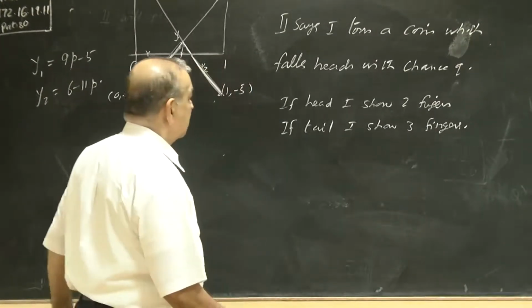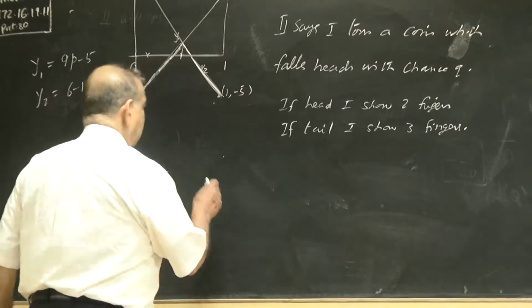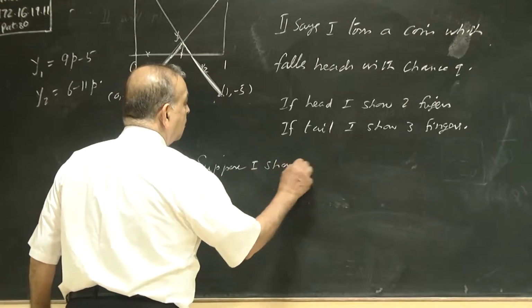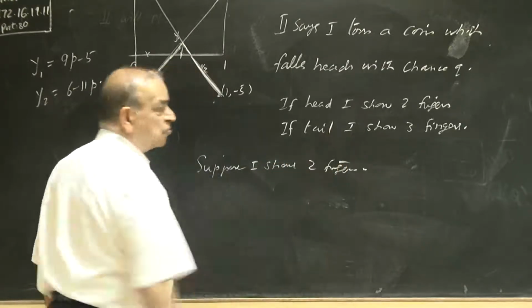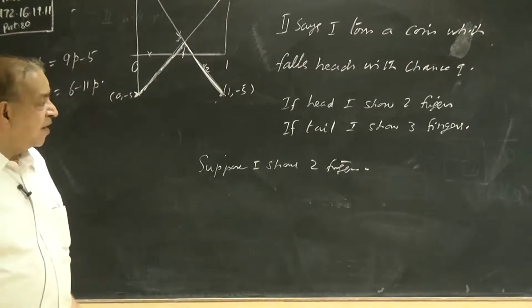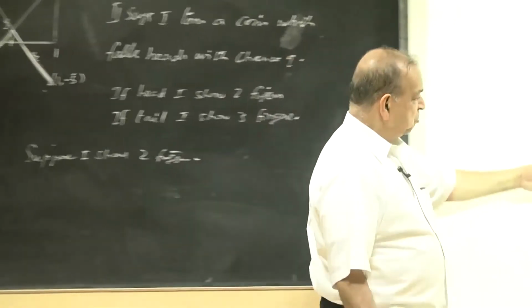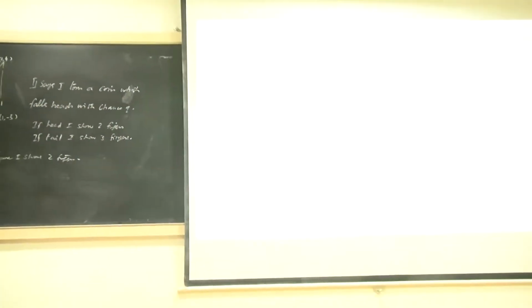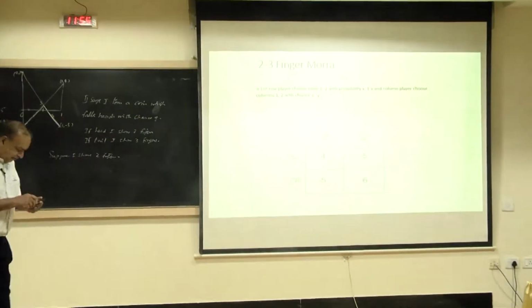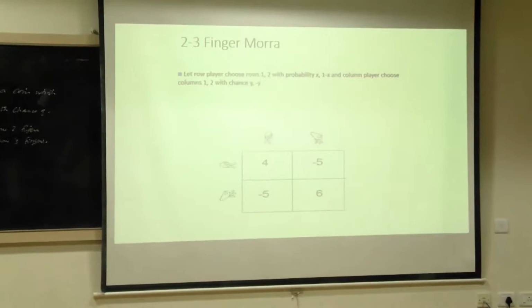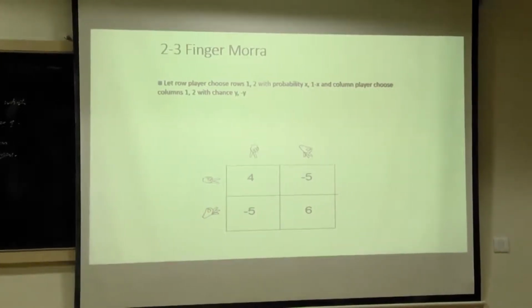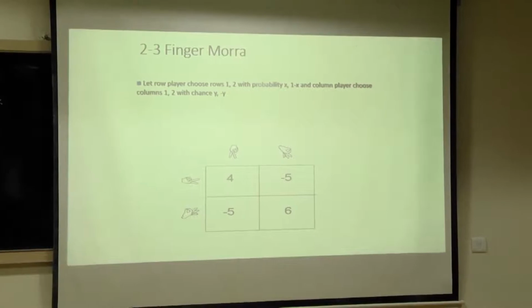Now, suppose 1 shows 2 fingers. Okay, then he is showing this. Which one? The middle one. Oh, this one. Oh, right. Okay, thank you.